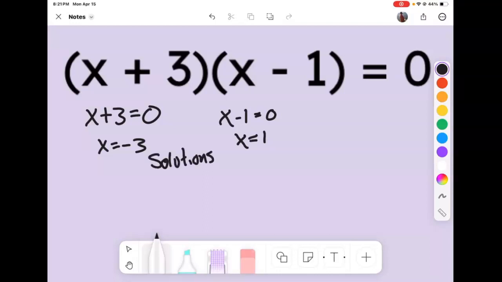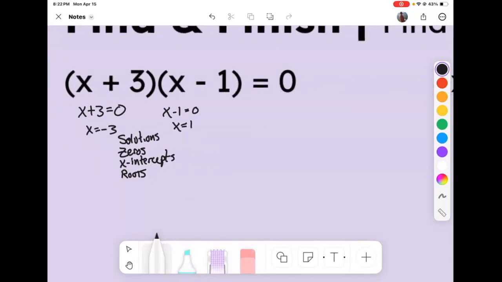So we talked about them being called solutions, we talked about them being called zeros, we talked about them being the x-intercepts, as well as a new one which are called roots. So this is how we would find the x-intercepts.